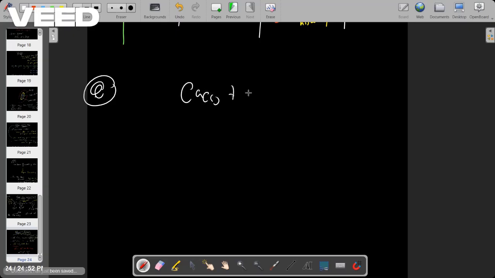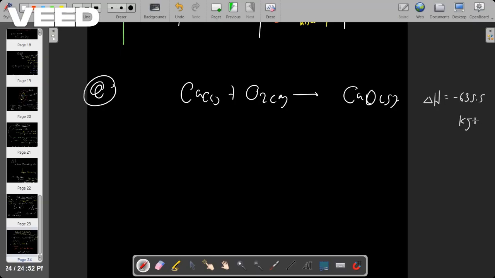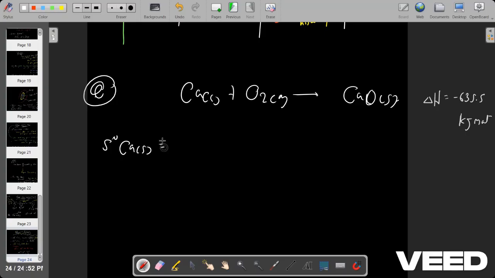Calcium again. Balance the equation all the time. Calcium with oxygen gas, you get calcium oxide solid. Delta H is given as minus 635.5 kilojoules per mole. And S naught values are given: for calcium solid, 41.0 joules per Kelvin per mole.